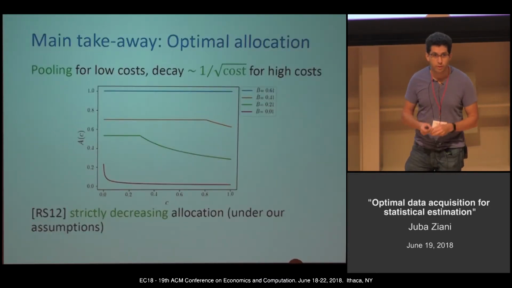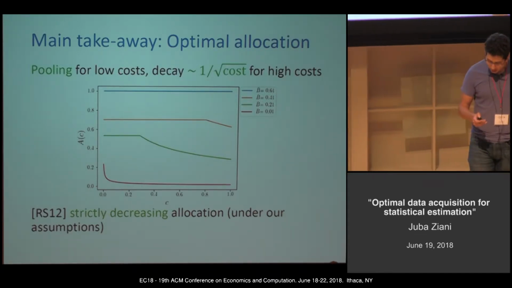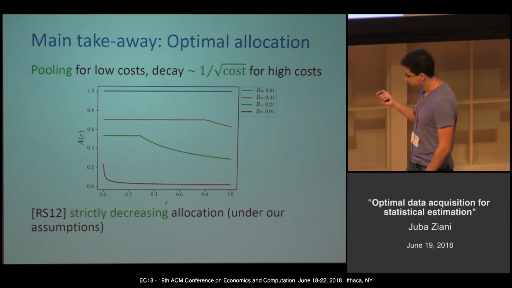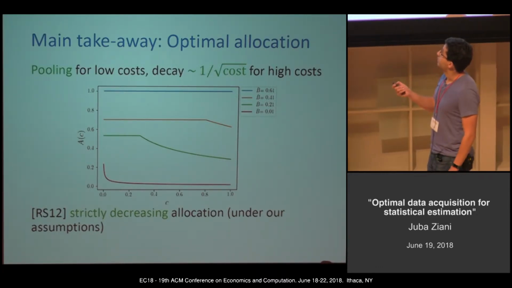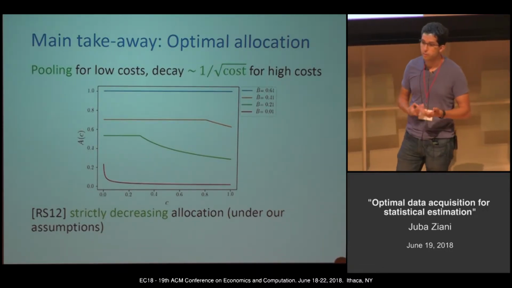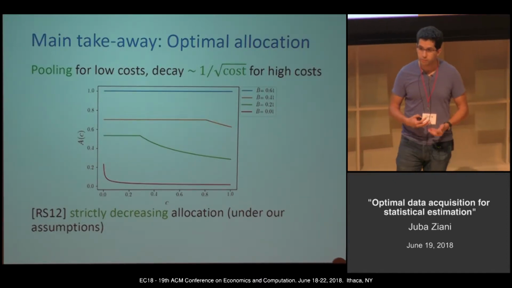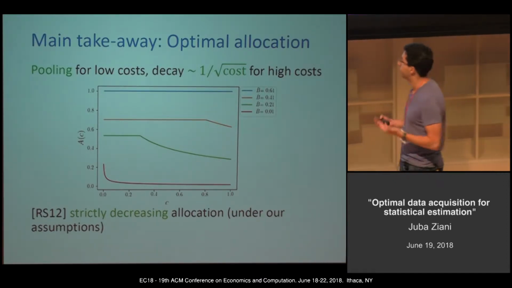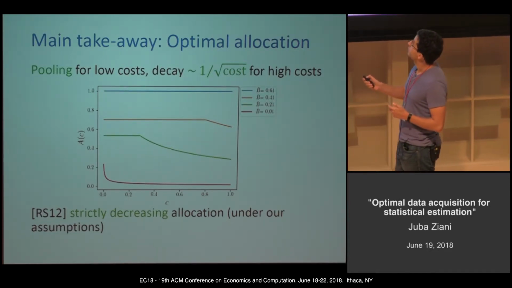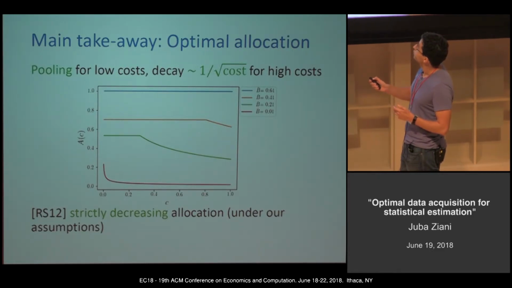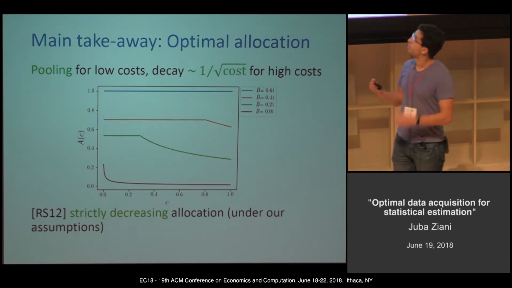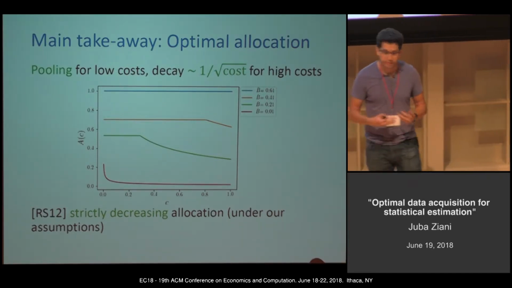So let me just jump to the structure of the mechanism. Here I'm plotting the allocation rule as a function of the cost. As you would expect, the allocation rule is going to be non-increasing in the cost, so that's following our intuition from the beginning of this talk, which is that you want to buy more data from low-cost agents and less data from higher-cost agents. But what's really interesting here, and what's really new, is the fact that there is a pooling region here in which you're going to basically pool all of the low-cost agents together and buy from all of them with the same probability.